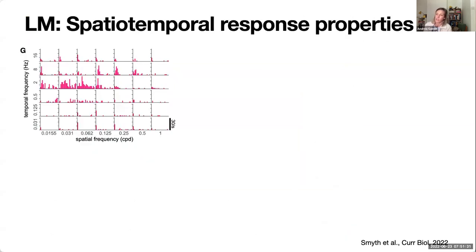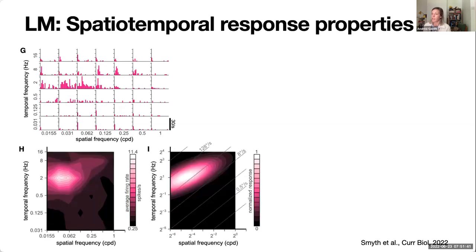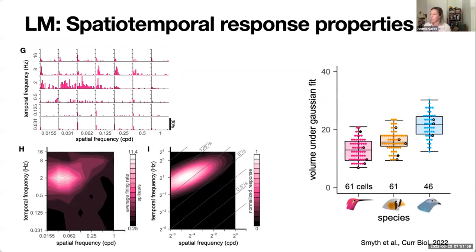These histograms show LM cell responses to different combinations of spatial and temporal frequencies. We then made contour plots and fit a 2D Gaussian to these data. Given that we have previously shown that hummingbird LM neurons are more tightly tuned to velocity using random dot patterns, we thought that they'd also be more tightly tuned in the spatiotemporal domain. And that's exactly what we see here. We looked at the volume under the Gaussian fit and see that it's smaller in hummingbirds compared to the other two species.